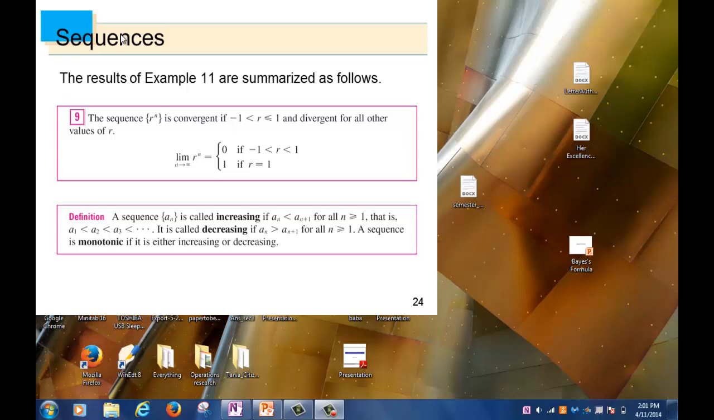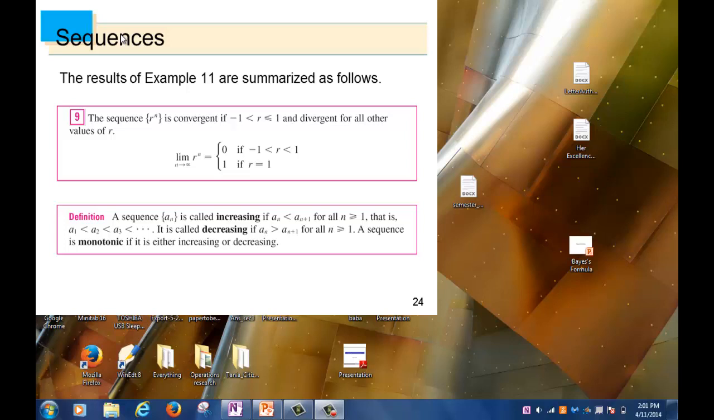So again, the limit of r to the n is 0 when r is between -1 and 1, excluding -1 and 1. And the limit is 1 when r is exactly 1. And for other values of r, the sequence r to the n is divergent. Everybody is clear? It is convergent when r is between -1 and 1, excluding -1, including +1. That's the recap of what we did last time. Any questions on that? You guys remember that we did that last time? Okay.